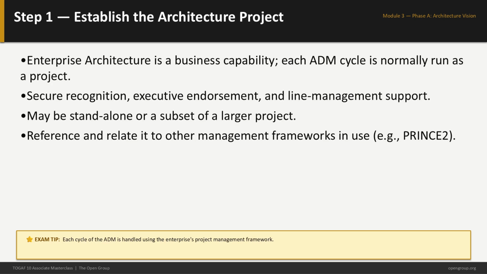Step 1. Establish the architecture project. The key idea here is that enterprise architecture is itself a business capability, and each cycle of the ADM should normally be run as a project, using whatever project management framework the enterprise already uses. Sometimes the architecture work is a standalone project, other times it's a subset of activities within a larger project. Either way, you secure recognition for the project, get executive endorsement, and line up the support of the necessary line management. You also relate it to other management frameworks in play like Prince2. The exam point: each ADM cycle is handled using the enterprise's project management framework.